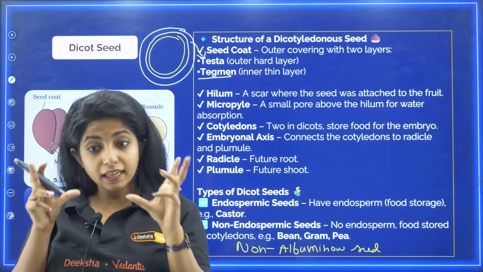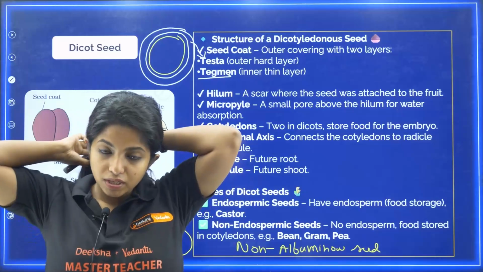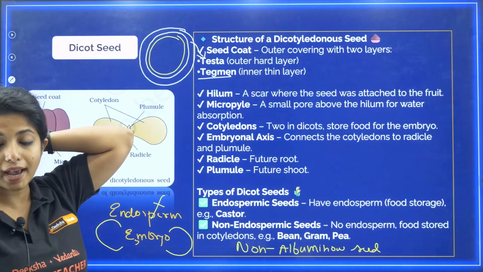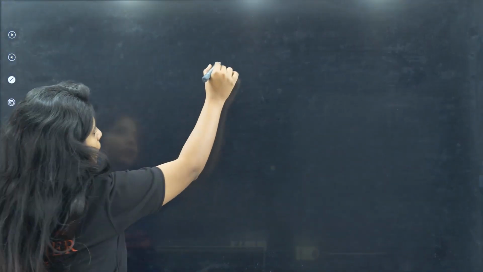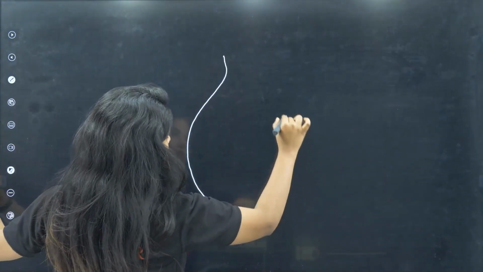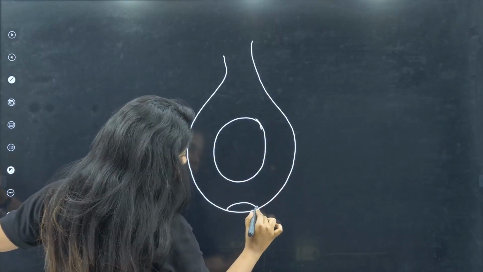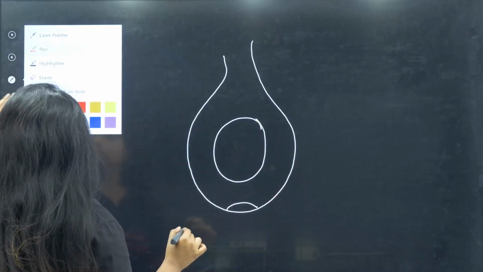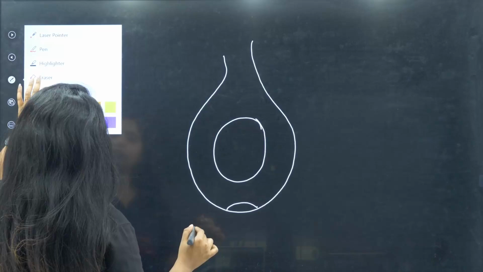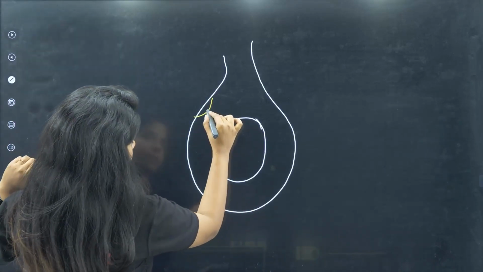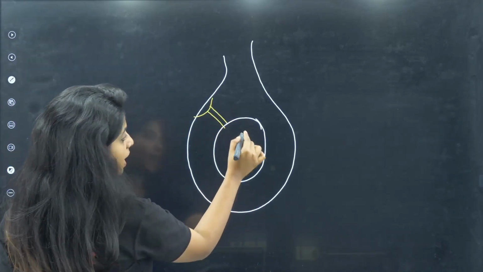Cool. Now if you see a seed, my dear children, you will be able to see a scar on the seed. It is known as hilum. For understanding that, I have to go back to the ovary. Suppose this is the ovary that we have, and this is the ovule, and this is the placenta. The placenta is attached to the ovule.